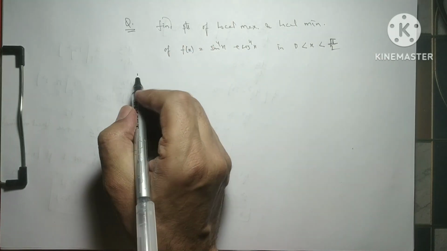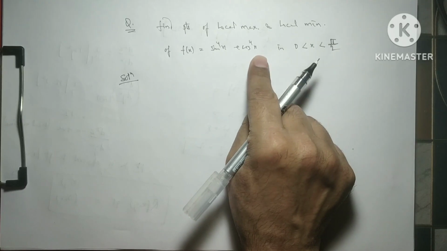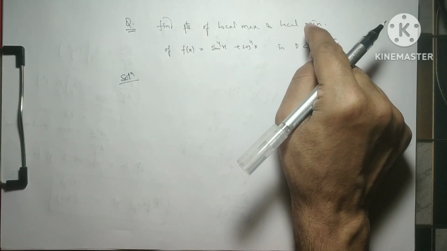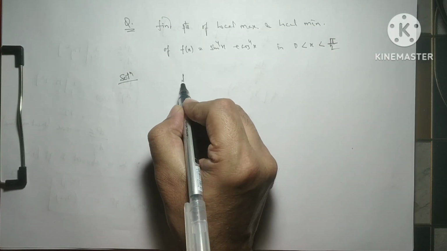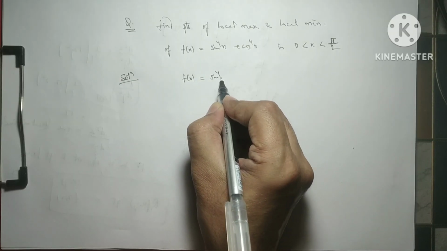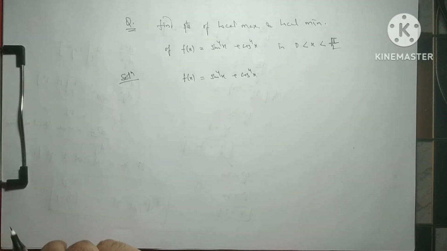So this is the question. We have a function and we want to find the points of local maxima or local minima on this range. So this is the function sin 4x plus cos 4x.